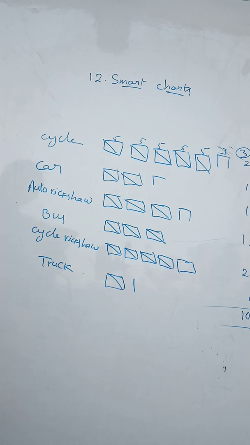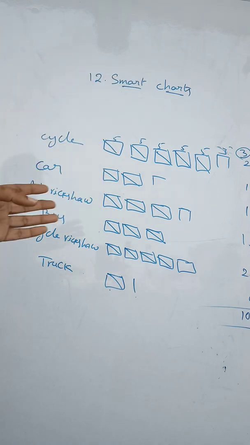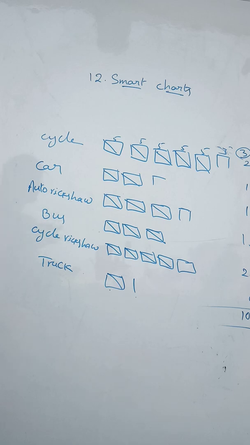How many vehicles in all? Sumita saw these all vehicles on the road: cycles, car, auto rickshaw, bus, cycle rickshaw, trucks. She saw and she did these tally marks. How many of each? Total 103. Auto rickshaws are thrice the number of trucks.